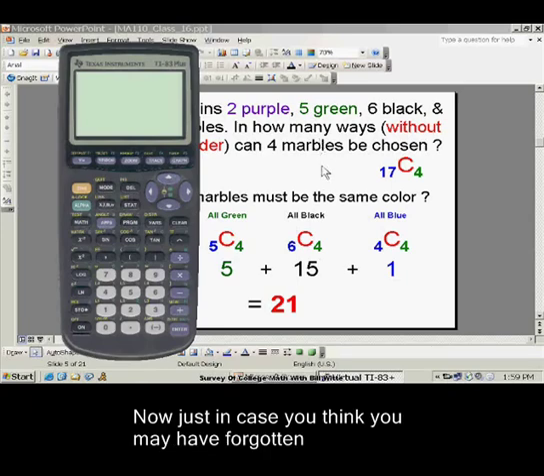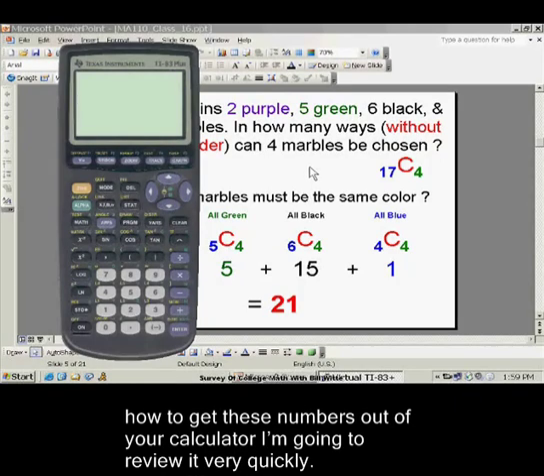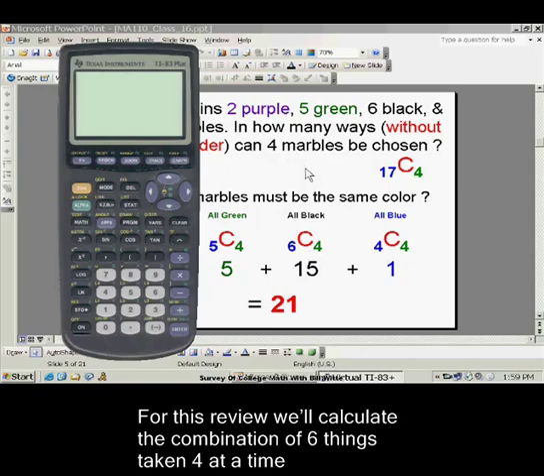Okay, now just in case you think you might have forgotten how to get these numbers on a calculator, I'm going to review very, very quickly. Let's get the combination of 6 things taken 4 at a time.